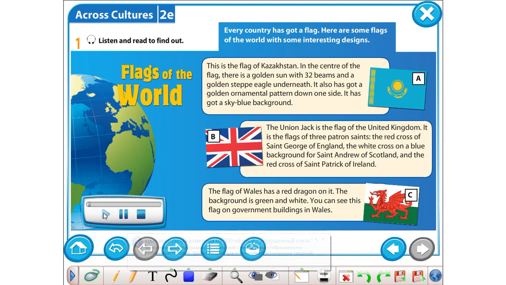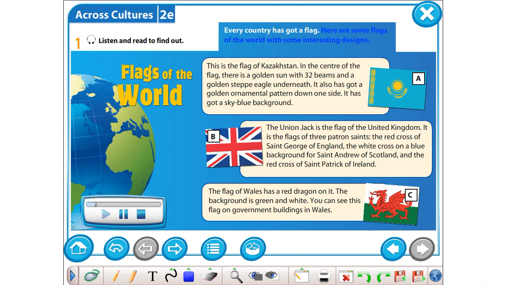Flags of the world. Every country has got a flag. Here are some flags of the world with some interesting designs.